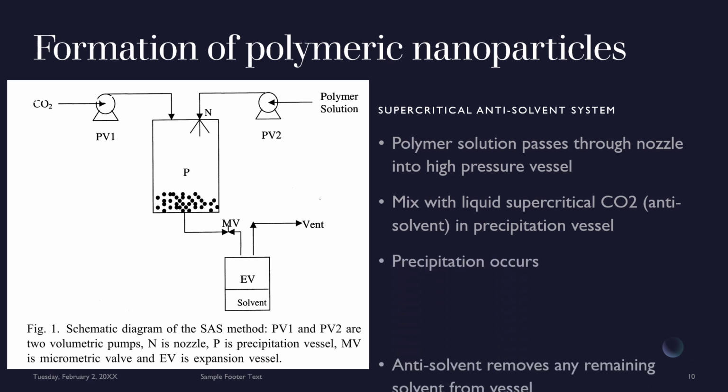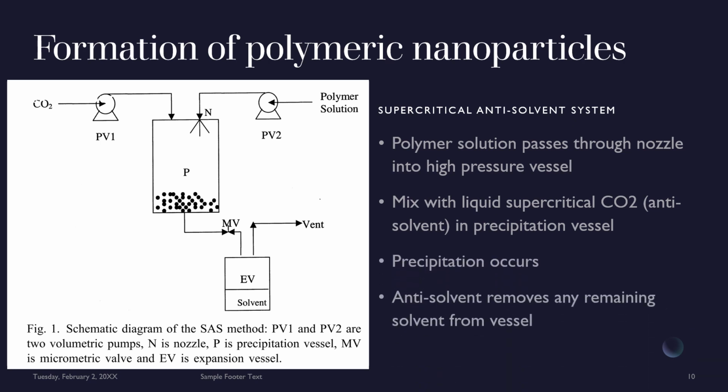After precipitation, the anti-solvent flows through the vessel to remove any remaining solvent. When enough solvent has been removed, the vessel is depressurized and the solid powder is collected. When the vessel is depressurized, all the liquid carbon dioxide reaches gas phase.